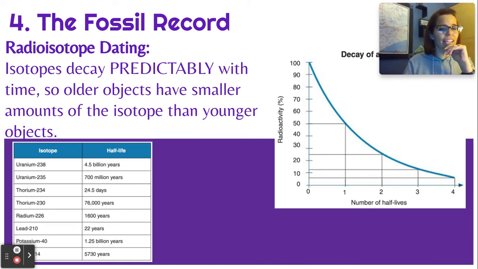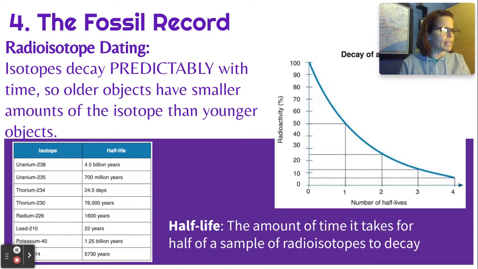1970s, again, I think, is when we started coming up with something called radioisotope dating. And that's where we take a look at these radioactive isotopes that decay like incredibly precise clocks. And so we can look at how much is left within a particular fossil, and we can then work backwards and calculate, okay, how long ago did this organism die?